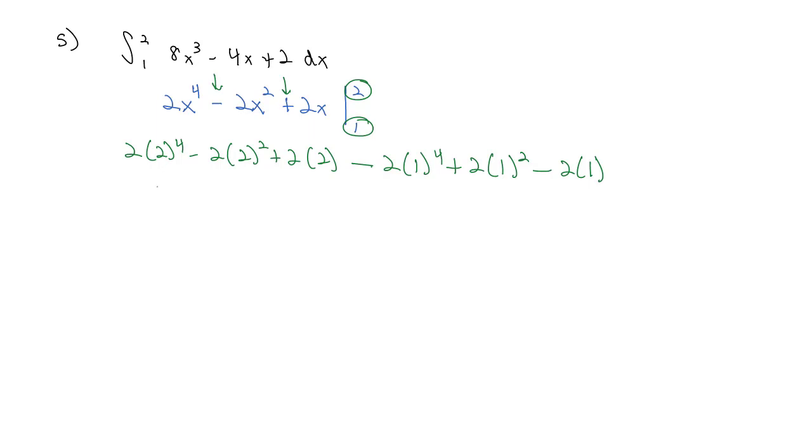Working that out, 2 to the 4th is 16 times 2 is 32. 2 squared is 4 times 2 is 8. 2 times 2 is 4. Minus 2 plus 2 minus 2. When you put all that together, you should get 26 for the total area under that curve.